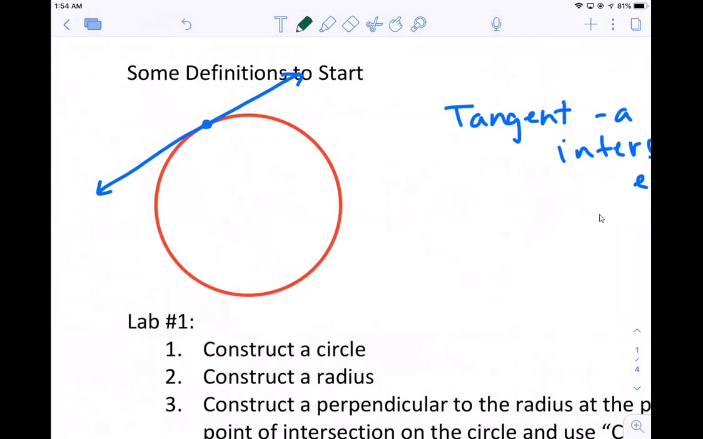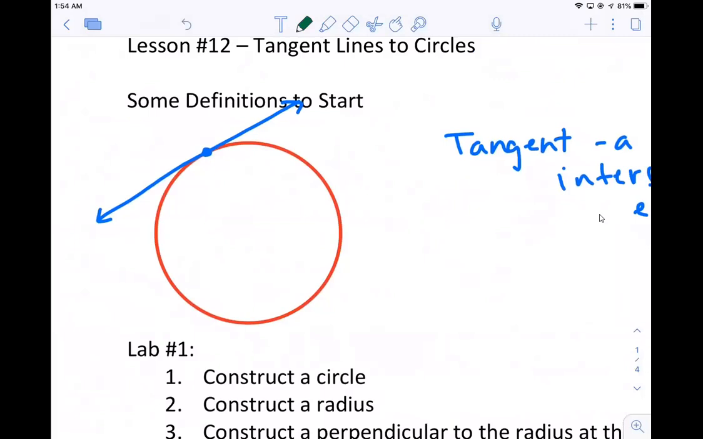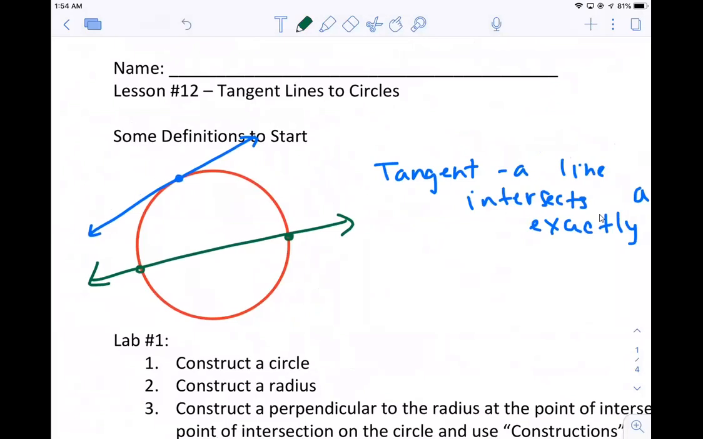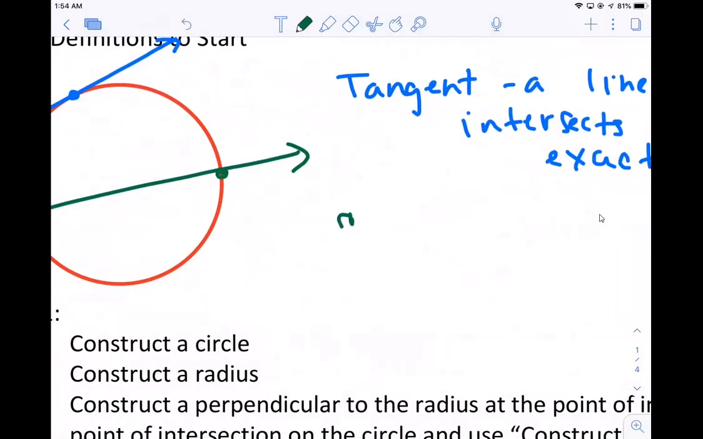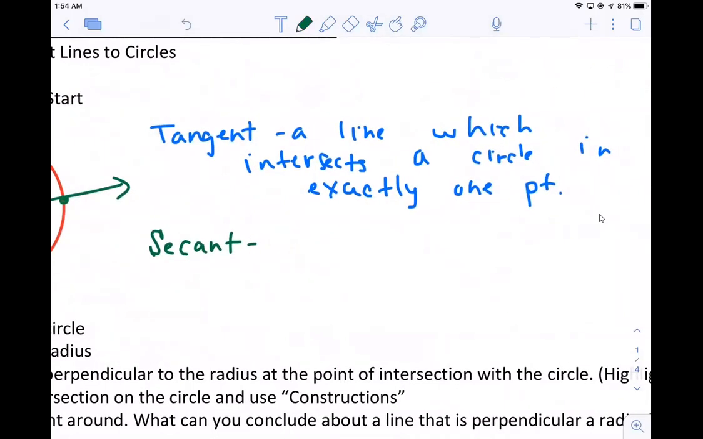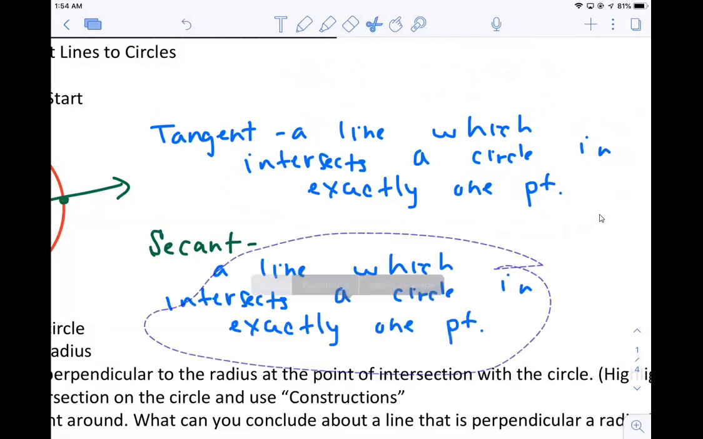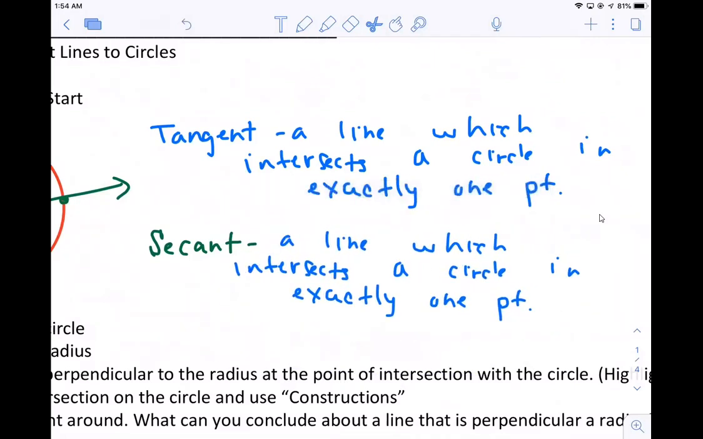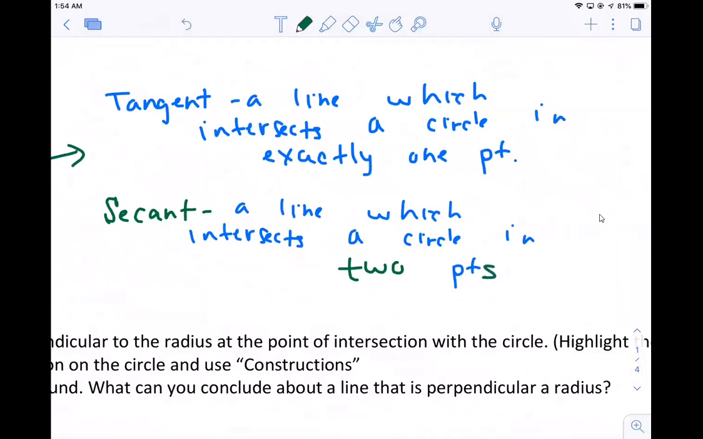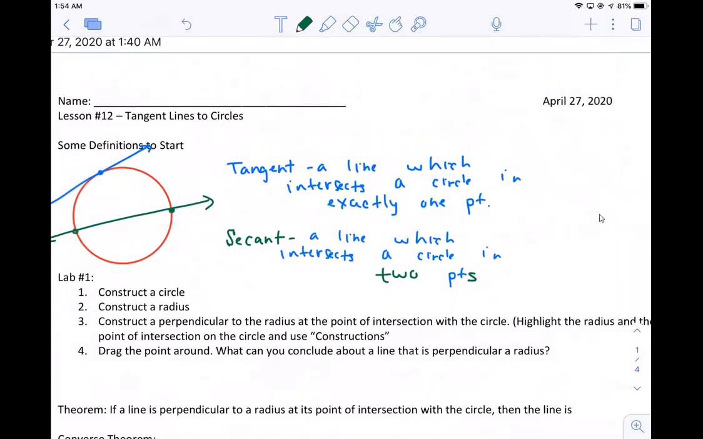All right, what do we call a line if it intersects the circle twice? Something like this would intersect the circle twice, and that is called a secant line. So secant, that is a line which intersects a circle at 2 points. I can just copy and paste this, change the word 1 to 2 and get rid of the word exactly. So a line which intersects a circle in 2 points is called the secant line.